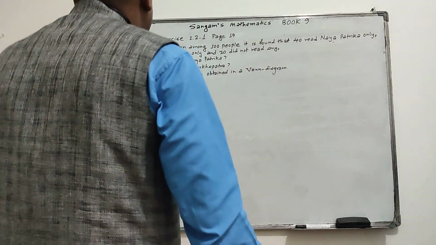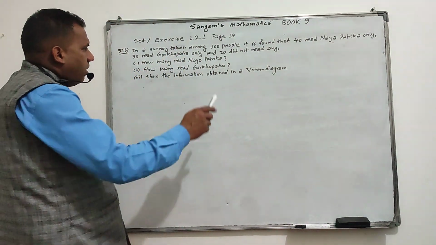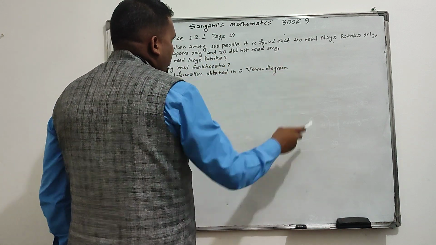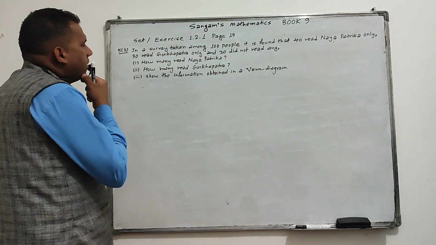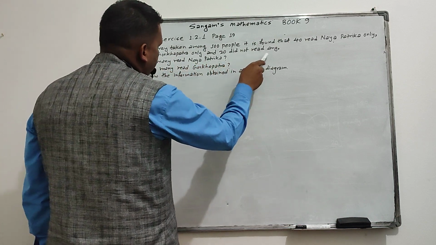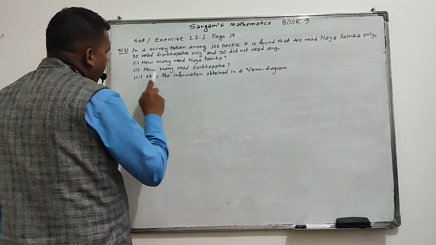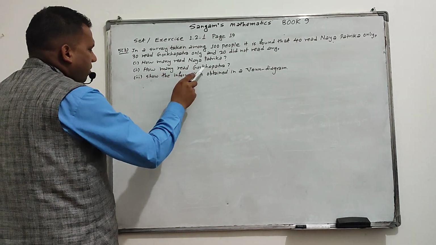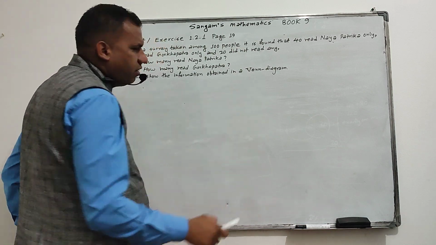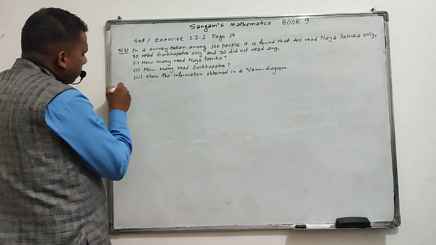Now next question. Question 5b. In the survey taken among 100 people, it is found that 40 read Naya Patrika only, 30 read Gorkha Patra only, and 20 did not read any. Number 1, how many read Naya Patrika? Number 2, how many read Gorkha Patra? Number 3, show the information obtained in a Venn diagram. Now its solution.